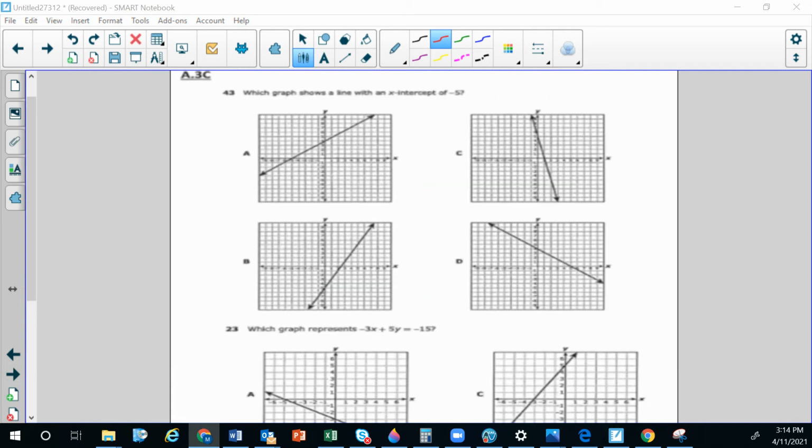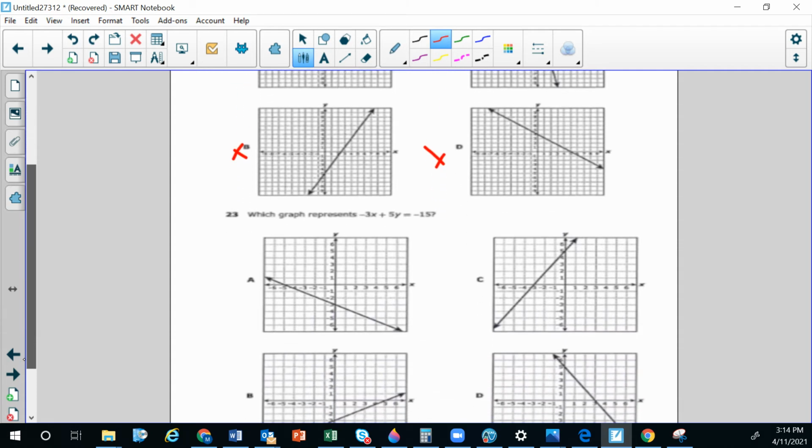Now on this one, this is a pretty easy one. Which graph shows a line with an x-intercept of -5? That's not this one. -5, no. No. So the answer here, x-intercept of -5, is this one. That's A right there.